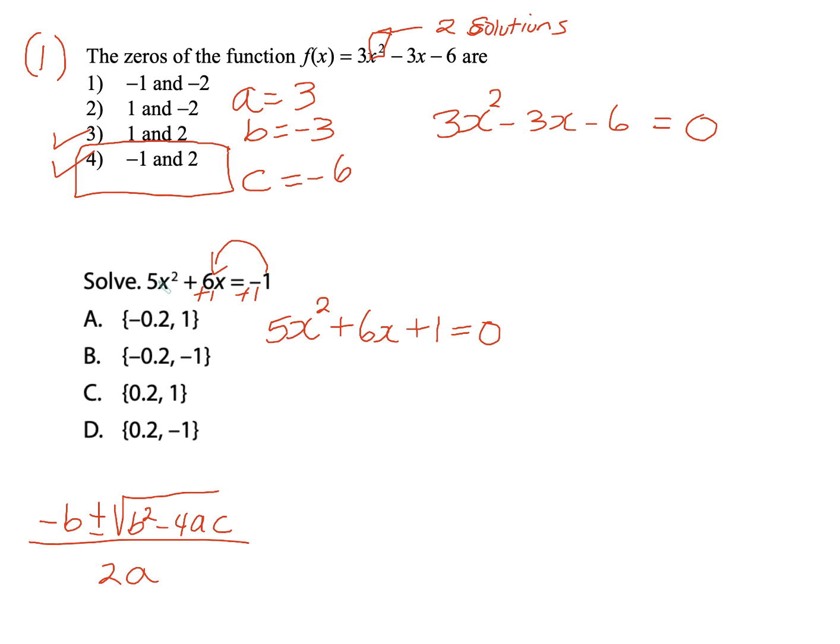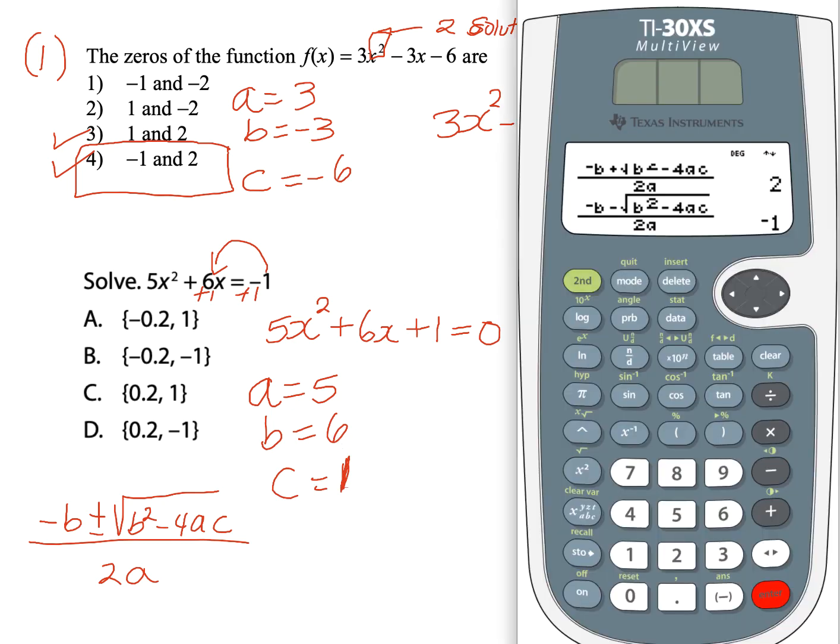Hope that makes sense. So then from here, I know that A is 5, B equals 6, and C, which has now become a Canadian, is a +1. Hope that makes sense. Let's get our calculator and try this again.